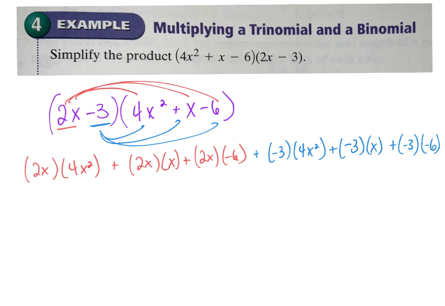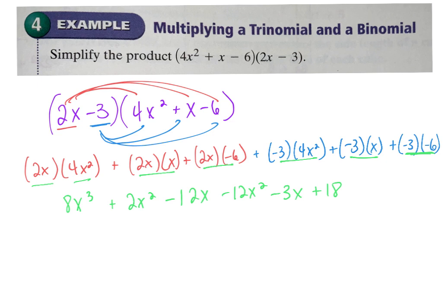Pay attention to your negatives. Obviously, I'm writing it all out. You don't necessarily have to, but pay attention to your positives and negatives as you do this. Combine these guys with multiplication, 2x and 4x squared. This is your properties of exponents. This is going to be 8x cubed, right? Because I have x to the first and x squared. 8x cubed. Then I have 2x squared and then negative 12x. I have negative 12x squared, negative 3x. This is negative times a negative, so I have positive 18 there.